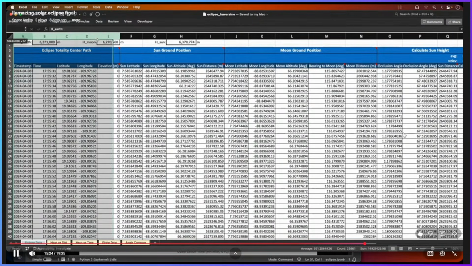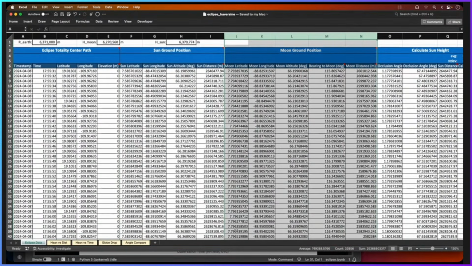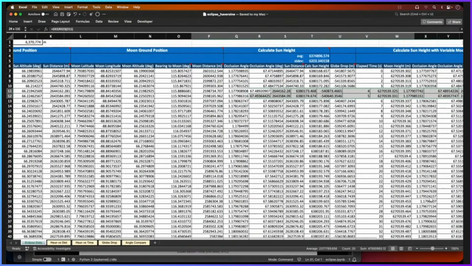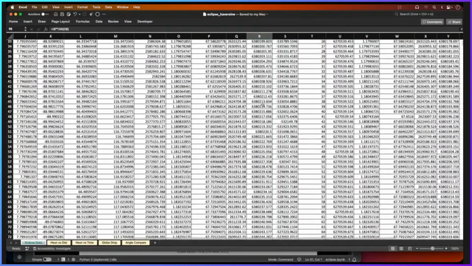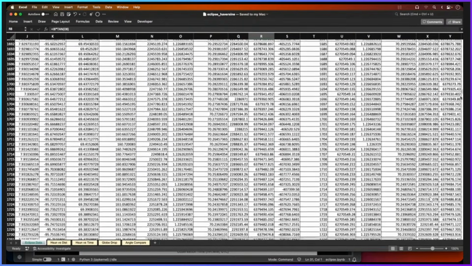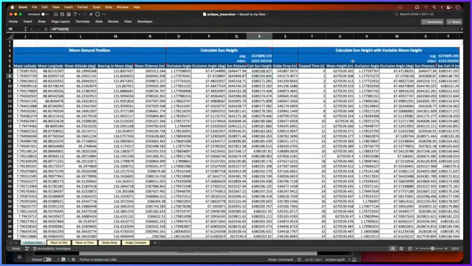And here's a spreadsheet showing the data. You've got the eclipse path, the sun, latitude, longitude, and distance calculations. Same for the moon. And then here's where I calculated the sun height. So you can see there's just a lot of data points here. And then you've got the average and standard deviation.